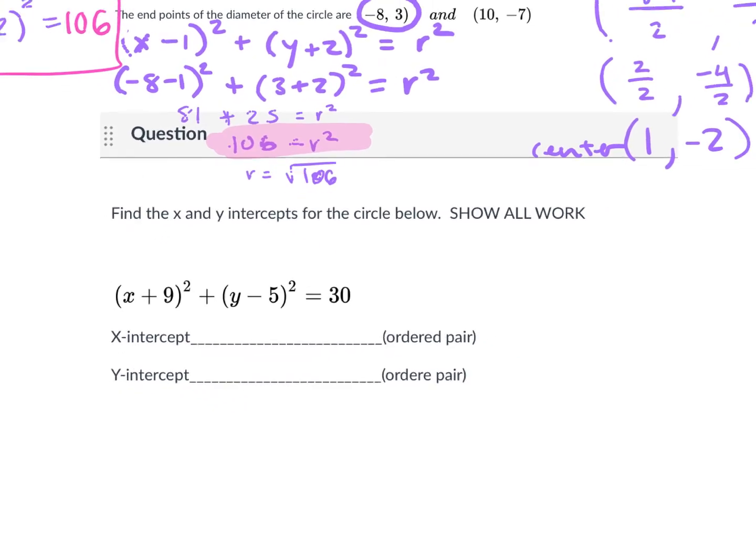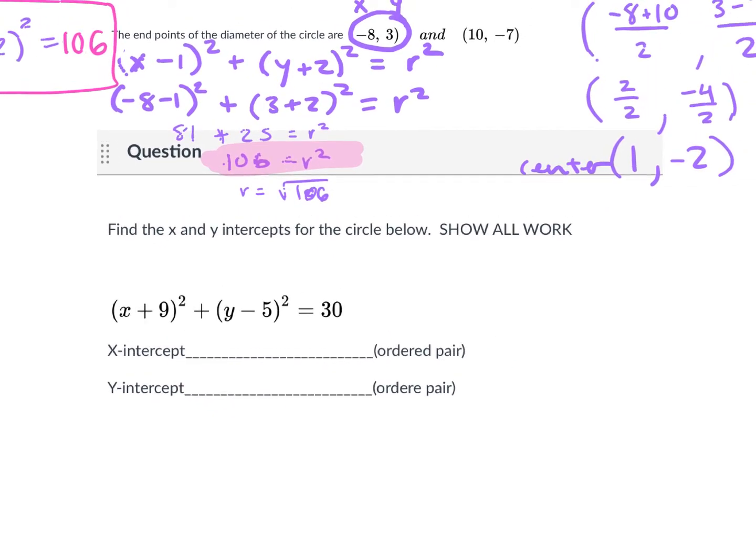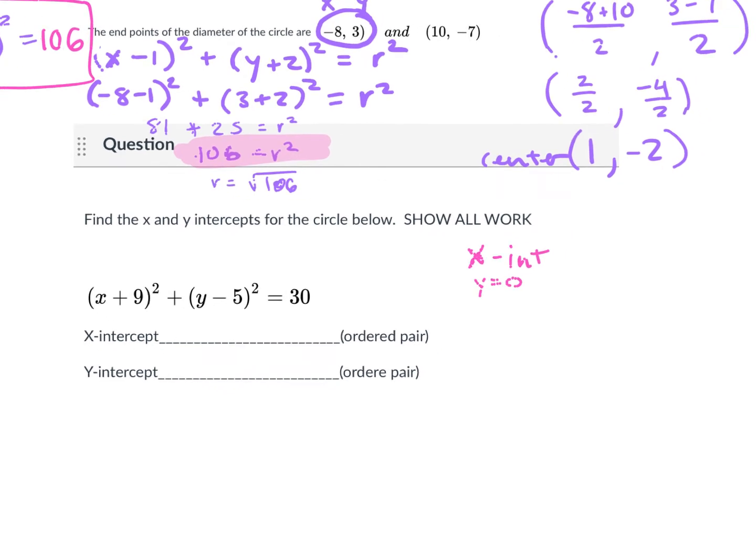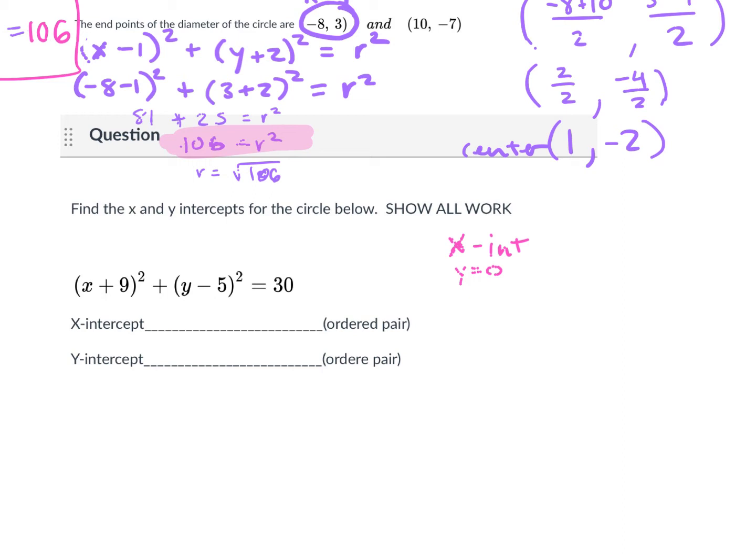All right, next one. Find the x and y intercepts for the circle shown below. How do I find my x-intercept? Make y 0, so it's the opposite. So for my x-intercept, I'm going to plug in 0 for y. So I have x plus 9 squared plus 0 minus 5 squared is equal to 30.